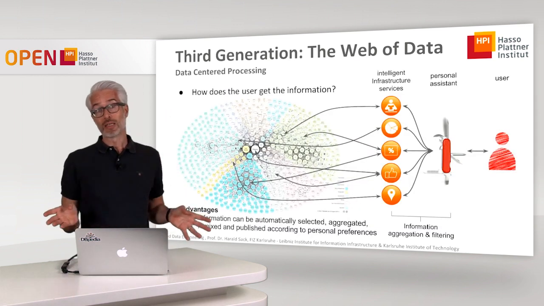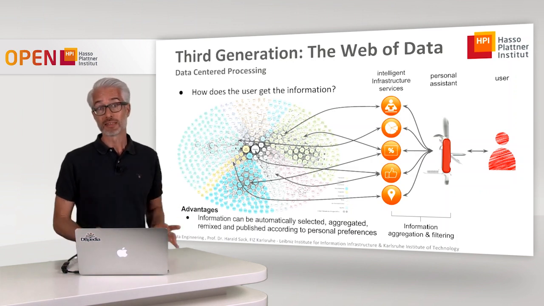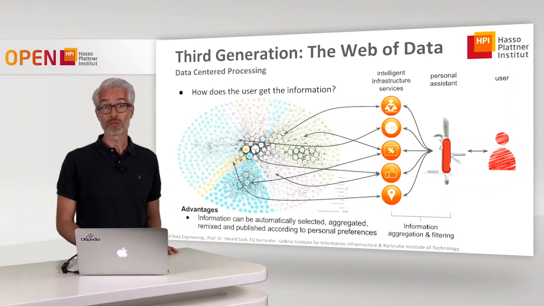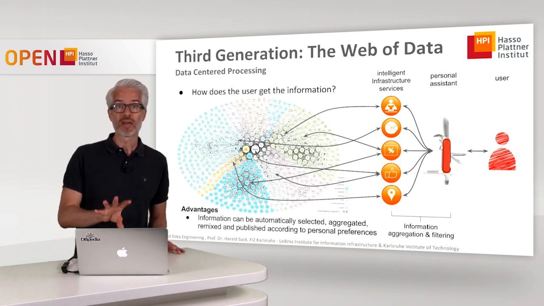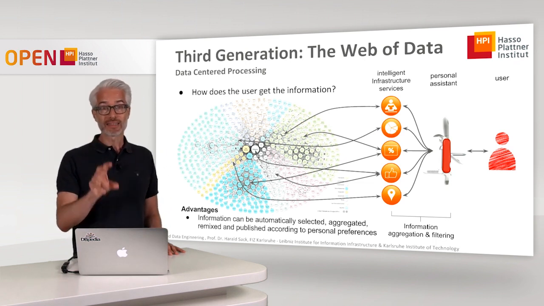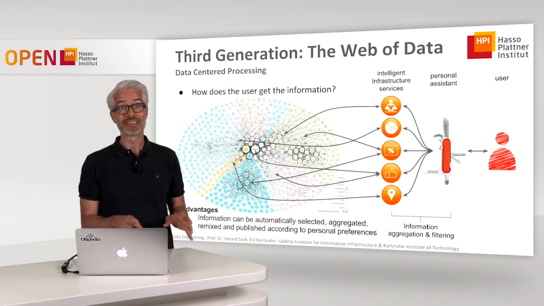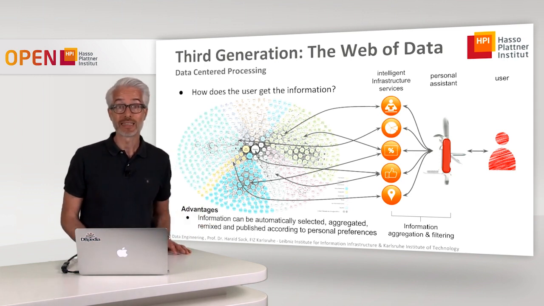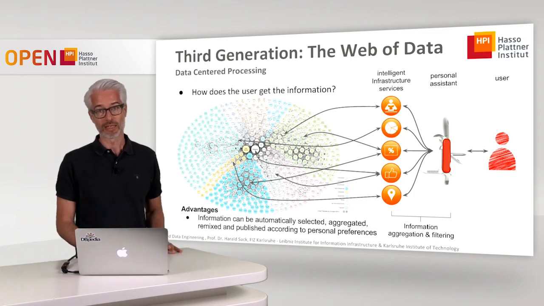This is one possibility, how you get information from the web of data. You don't have fixed documents anymore because documents will be dynamically created. They will be virtual with the help of so-called intelligent infrastructure services who access the live data on the web. You see here the web of data as a network of interconnected data sets. So this is the so-called linked data cloud. We will come back to that later on.